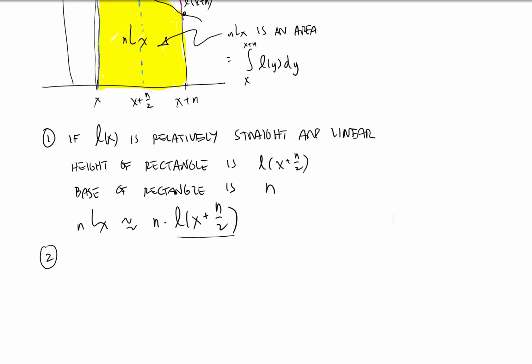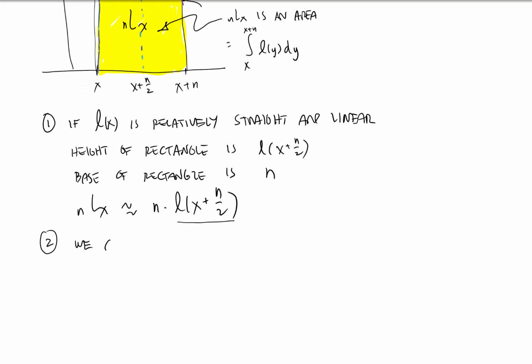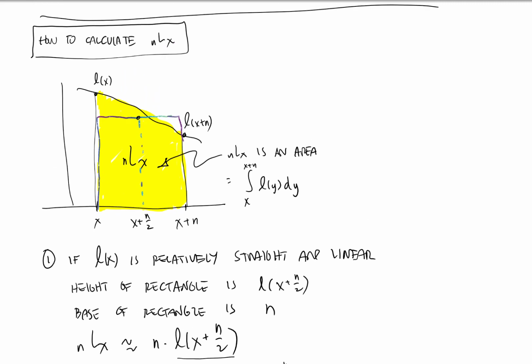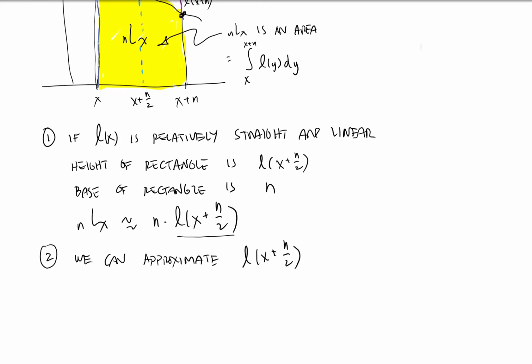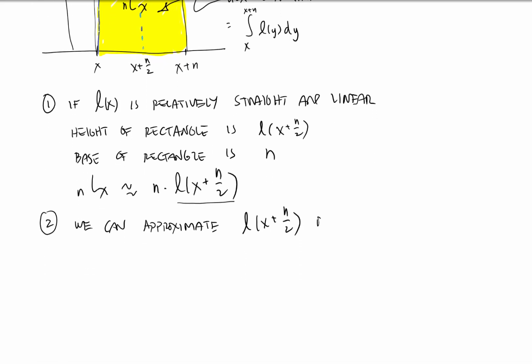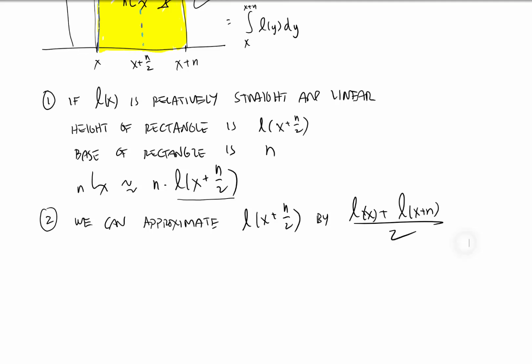We can approximate this L of x plus n over 2 by saying it's roughly halfway in between L of x and L of x plus n. It's going to be the average of L of x and L of x plus n. So we can approximate that by L of x plus L of x plus n, over 2. That's the average of L of x and L of x plus n.